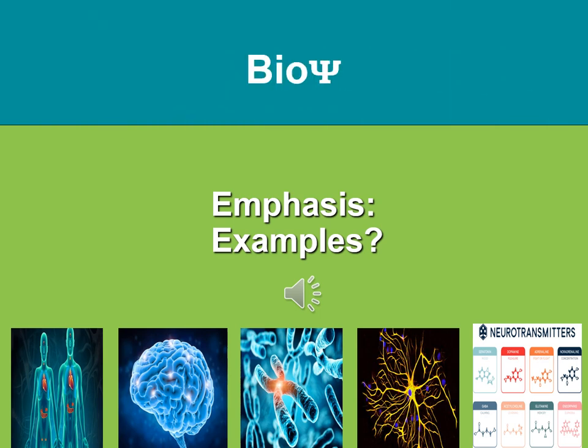The first slide is reflecting the endocrine system, in other words, the hormone system. Hormones can certainly impact our behavior. The second image, the brain. I hope the brain is intimately involved in all your behaviors. Third slide, showing chromosomes, or perhaps you said DNA. The next picture, showing a neuron, a nerve cell. The last slide, showing the brain's natural chemicals, the neurotransmitters.